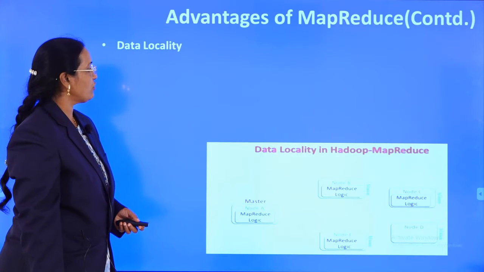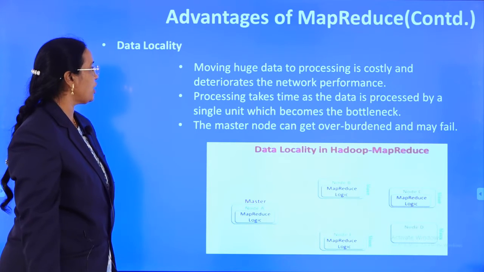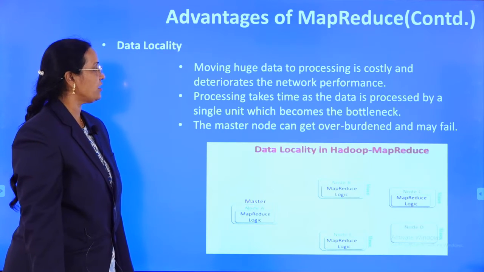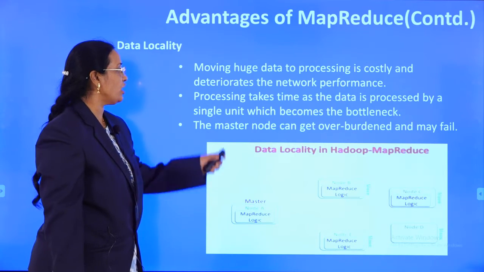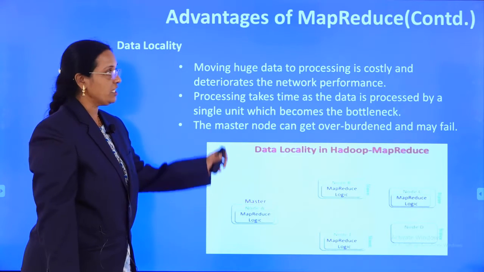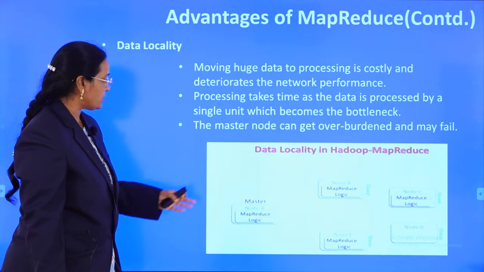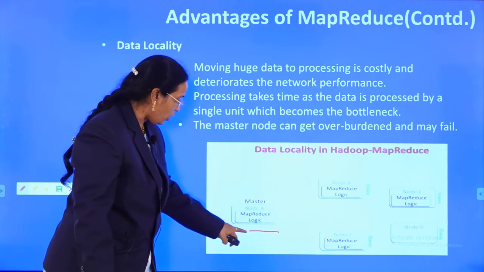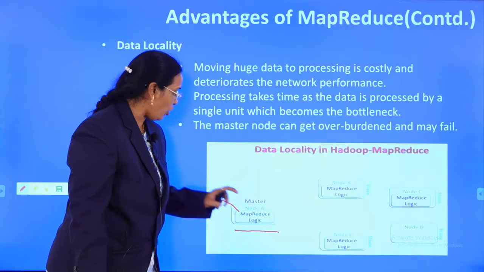So the next advantage of MapReduce is data locality. As I said, moving huge data to processing is costly and destroys the network performance. Processing takes time as the data is processed by a single unit, which becomes a bottleneck. The master node can get overburdened and may fail. That is a major problem with the traditional approach, whereas in the MapReduce approach, you can see all the data is available in the node, and to process the data on the node, I am passing the MapReduce logic.